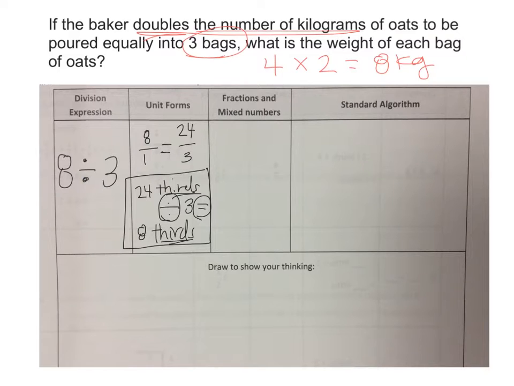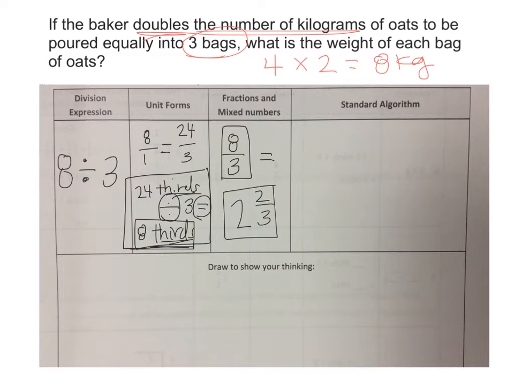Okay, how can I write 8 divided by 3 as a fraction? As an improper fraction. Aditya? You put 8 on the top, as the numerator, and then you put 3 on the bottom. You got it. 8 over 3, or 8 thirds. Is that the same thing as our answer from unit form? 8 thirds. Oh, look, 8 thirds. Now, can I write that as a mixed number? 8 thirds is the same as how many wholes? 2 and 2 thirds. Good.